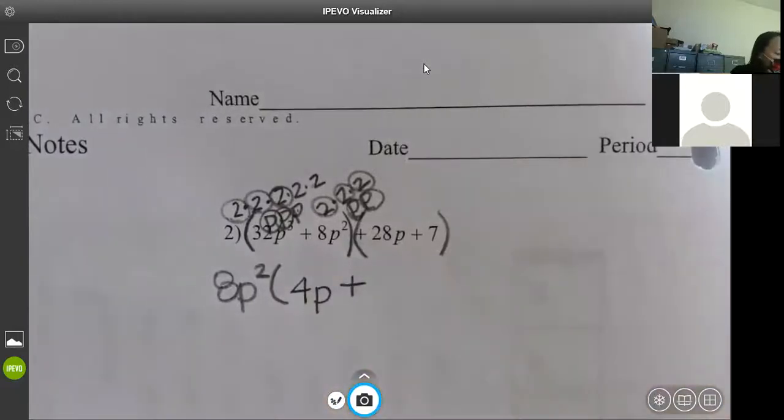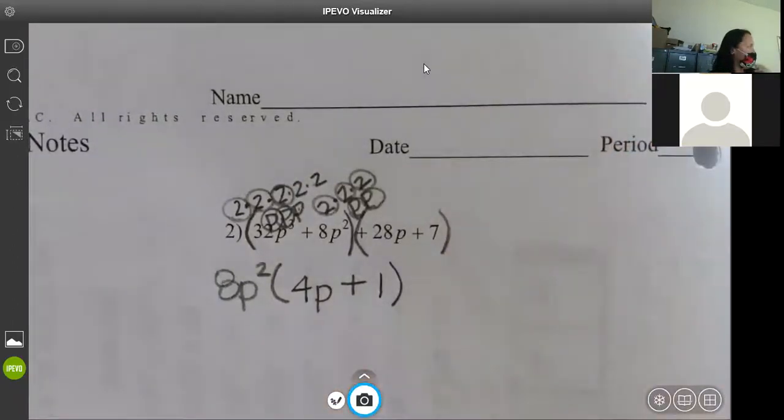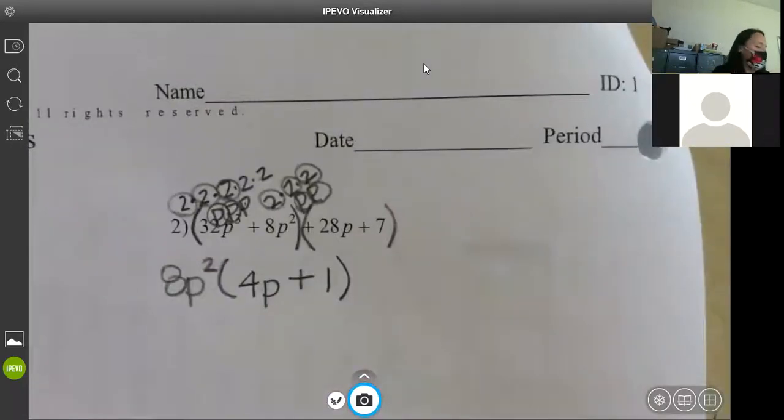There's a plus. What happens when we circle everything? What do we put? 1. Everything always has a factor of 1. So again, if you circle everything, write down a 1. Do the same thing with the next set.